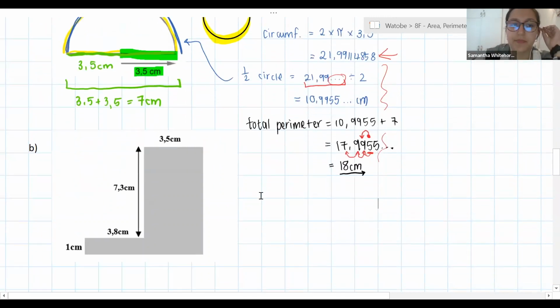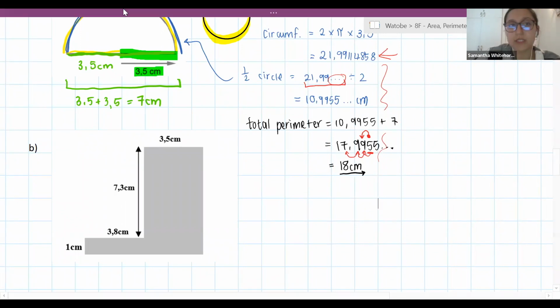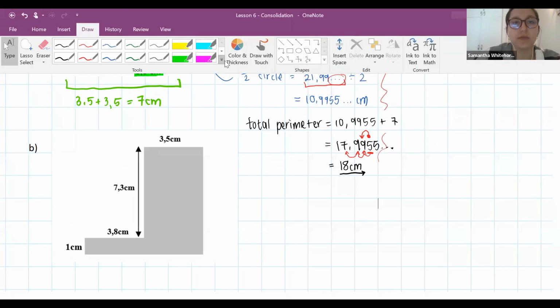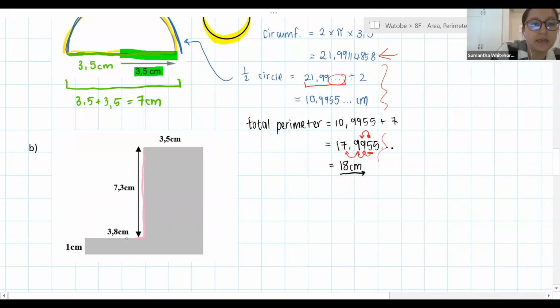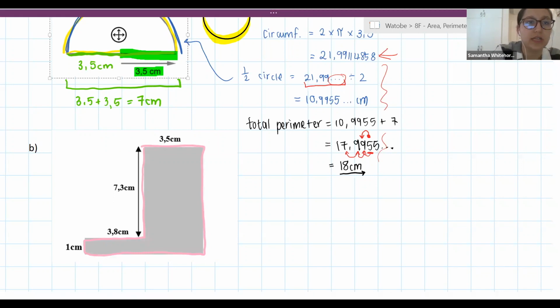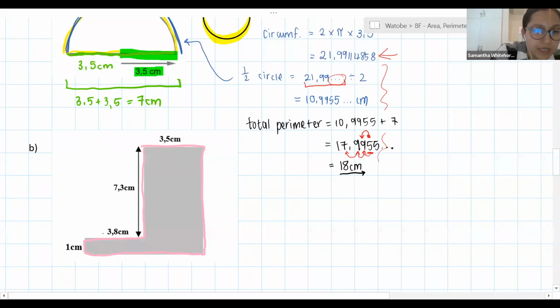Right, let's have a look at B. So question B, I'm asking you once again to determine the perimeter of the shape. So remember, perimeter is the outside length around a specific shape. So we need to know all of the dimensions for this specific shape, just so that this is clear, because looking at this, it might not be. This 3,8 centimeters is sort of the length of the L foot bit.